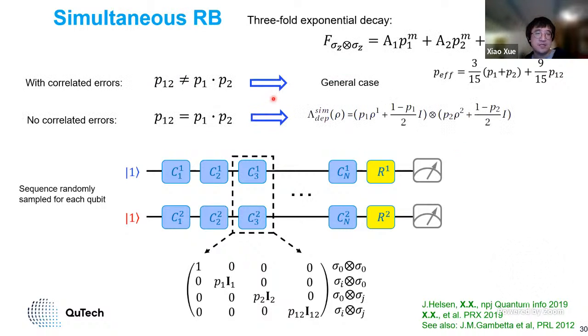I want to go a little bit more here. Once you get the three numbers, the relation between them also tells you about the correlation in the errors. If p12 doesn't equal p1 times p2, which is the general case, then you have correlated errors. But if p12 equals p1 times p2, then you can disentangle the channels into two separate depolarizing channels, and that means you actually have no correlated errors.